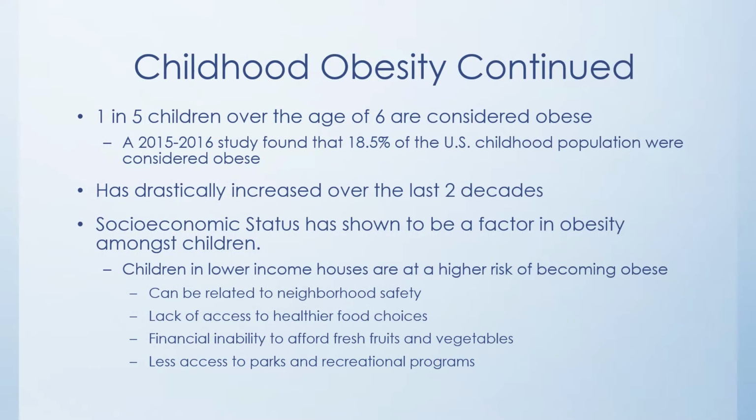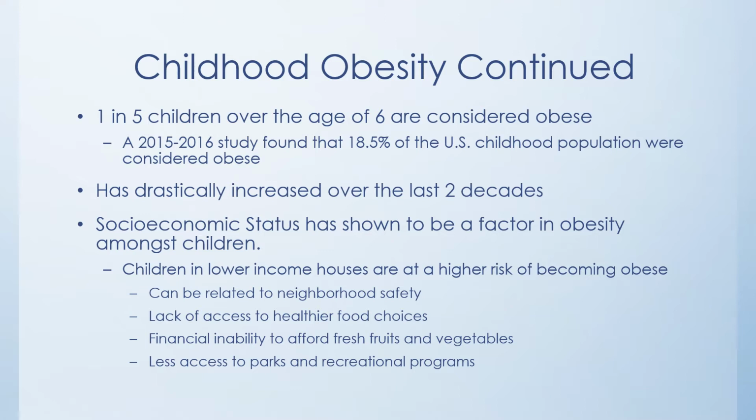So some more facts about childhood obesity. 1 in 5 children over age 6 are considered to be obese. In a 2015-2016 study, they found that 18.5% of U.S. children in the population are considered to be obese, and that has drastically increased over the last 2 decades. One thing that has an effect that people might not think about is socioeconomic status, which is shown to be a bigger factor in obesity than ethnicity or other things like that.